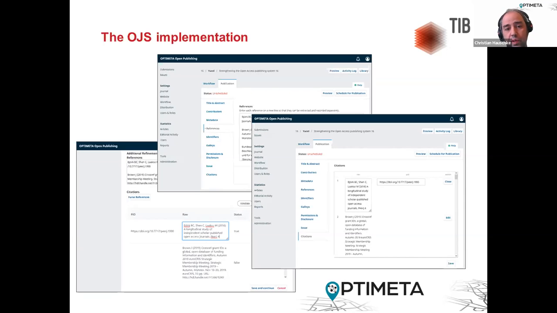This is not the only thing that we want to do. We want to enrich the metadata in other ways too. We are going for geolocations in the next year, but citations is the first step.